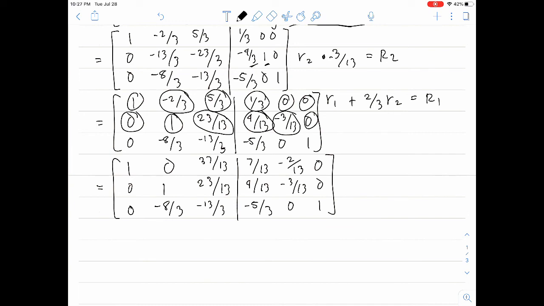Okay, so next is the one we had earlier, the 0. R sub 3 minus negative 8 over 3 R sub 2 is equals to R sub 3. So this can now be positive.